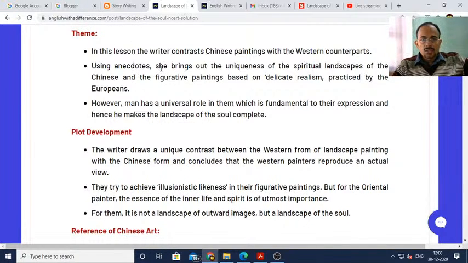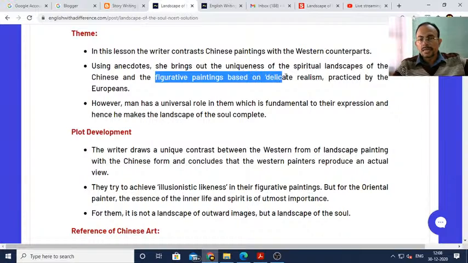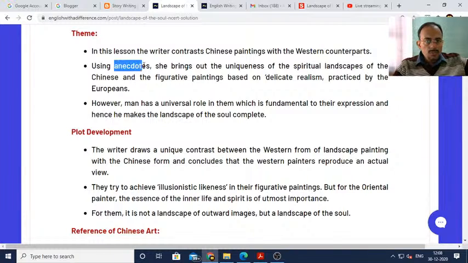Using anecdotes, she brings out the uniqueness of the spiritual landscapes of the Chinese and the figurative painting based on delicate realism practiced by the Europeans. Anecdotes means small stories. The writer says that whenever the Chinese paint something, they look at it from the spiritual point of view. So the landscape of the soul refers to the canvas where the painting takes place, done by human beings.